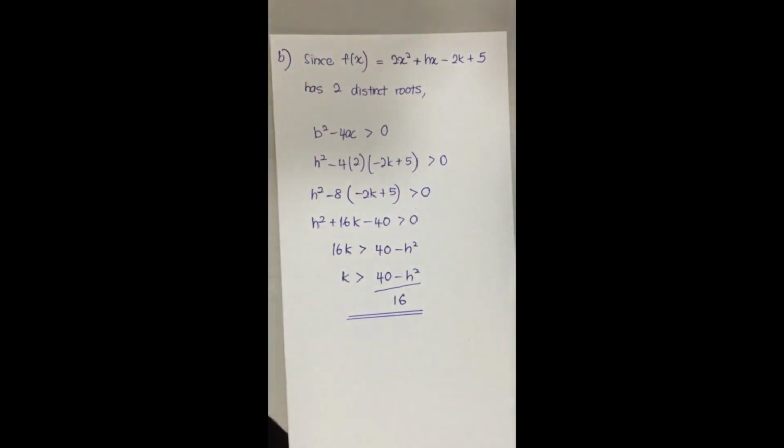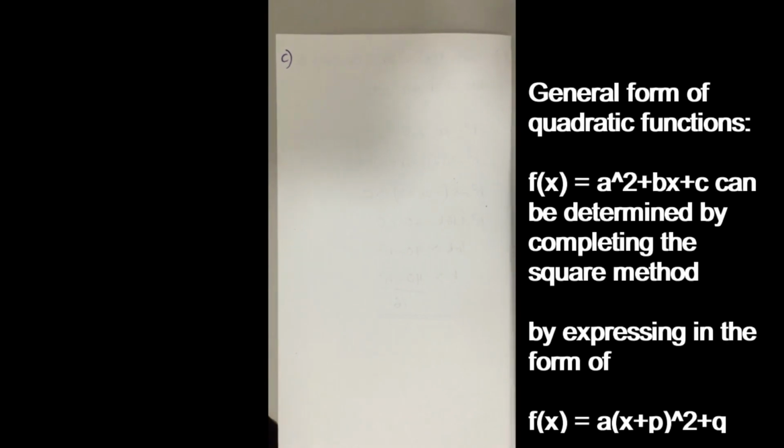Let us proceed with our discussion for question 14c now. Welcome back. In this question, we need to find the minimum value of function f(x) in terms of k by using the method of completing the square. One thing you should know, guys, in a quadratic function, we have the general form f(x) equals ax squared plus bx plus c, which can be determined by the completing the square method.